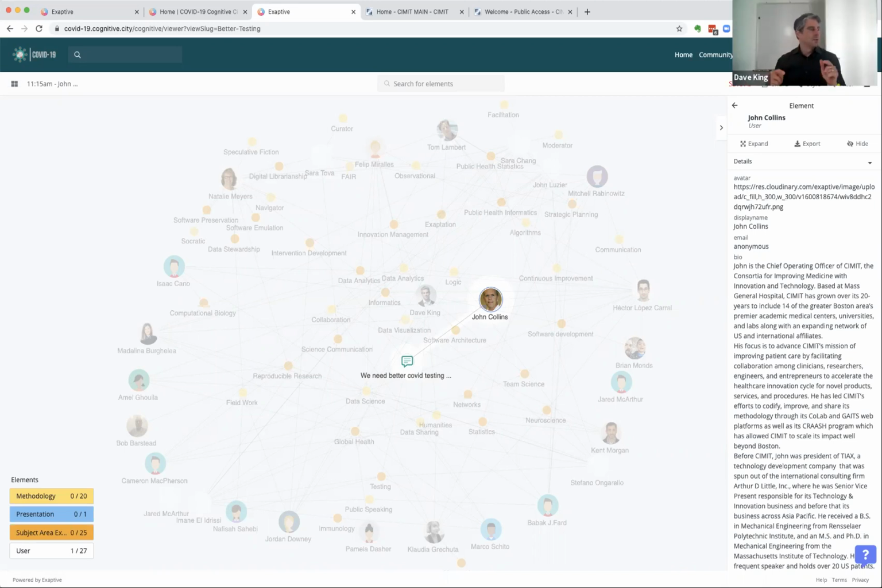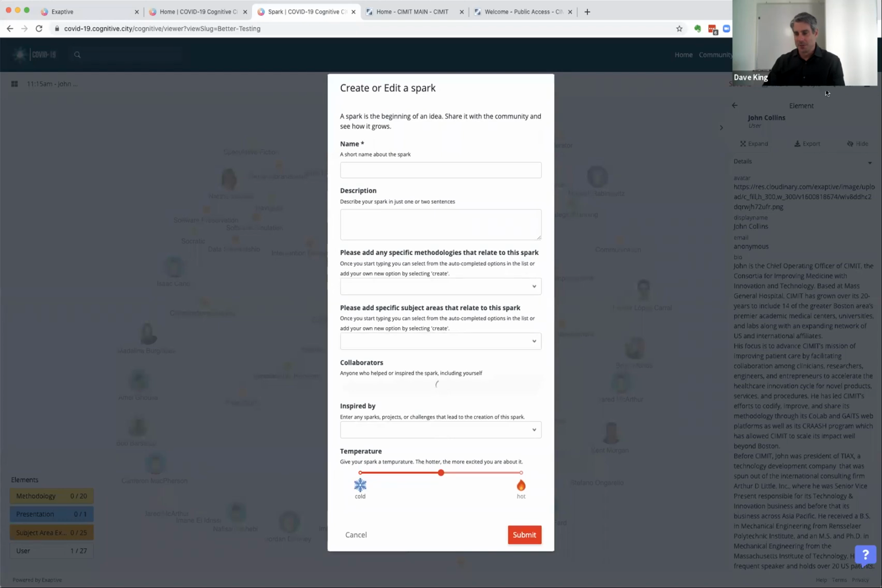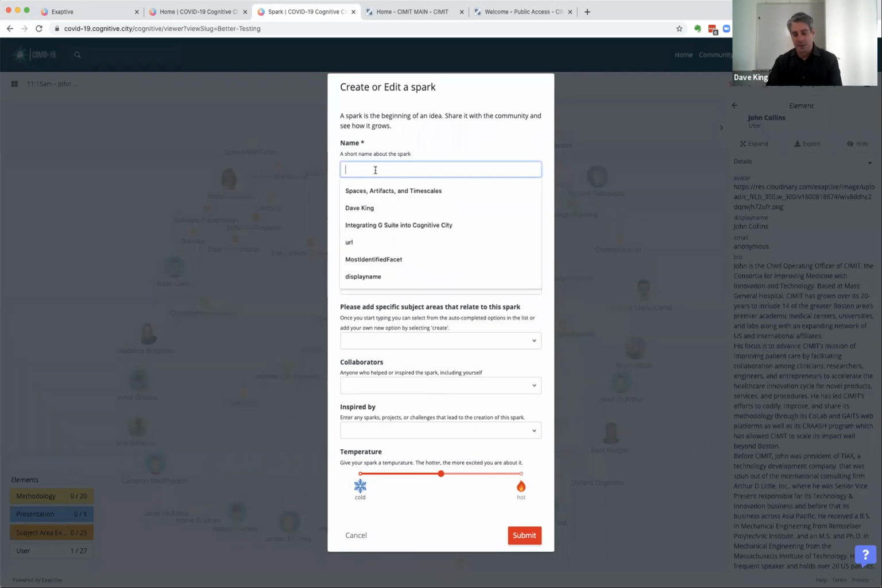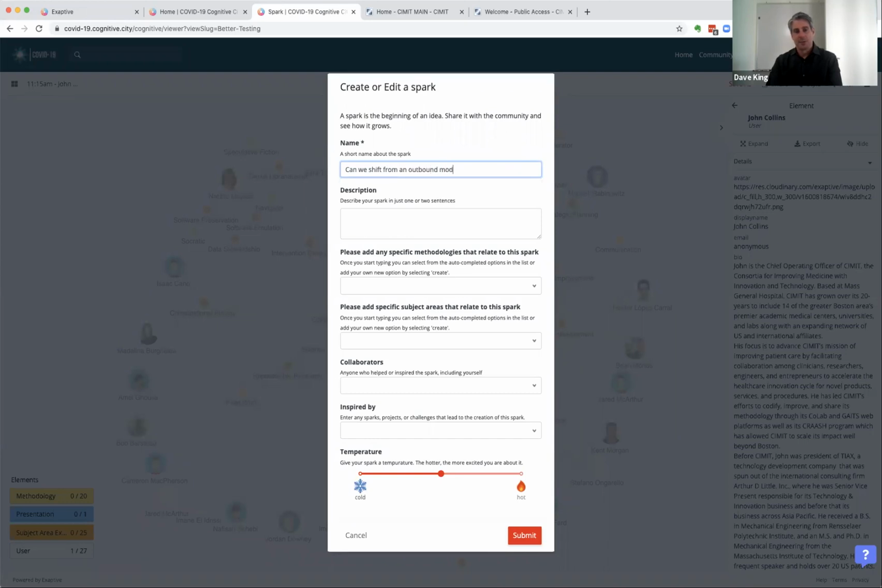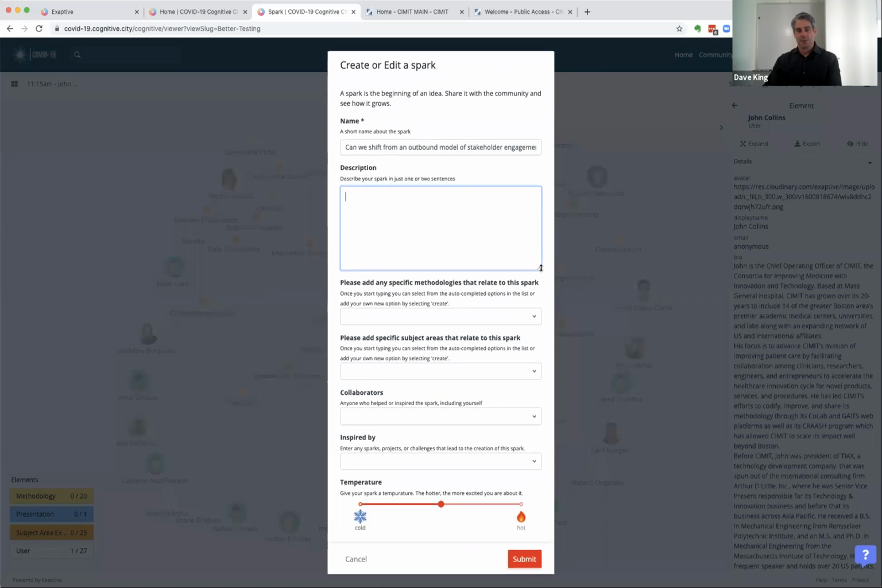I'm excited to hear the connection being made. It makes me want to open up a Spark form right here. It feels like there's a collaborative spark being made. So I'm going to capture it, which is this idea of can we shift from an outbound model of stakeholder engagement to more of an inbound model. I'll put in a description, and you can tell me if you think this is a good one. And I noticed that Nafissa, I'm not sure if I'm pronouncing your name correctly, but welcome to our session. Maybe she'll have some input on this as well.